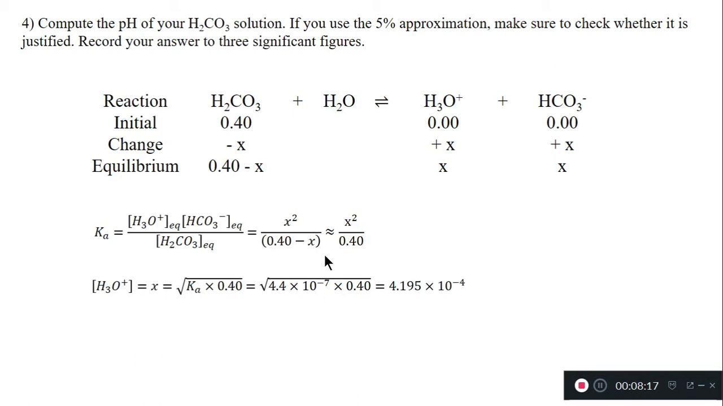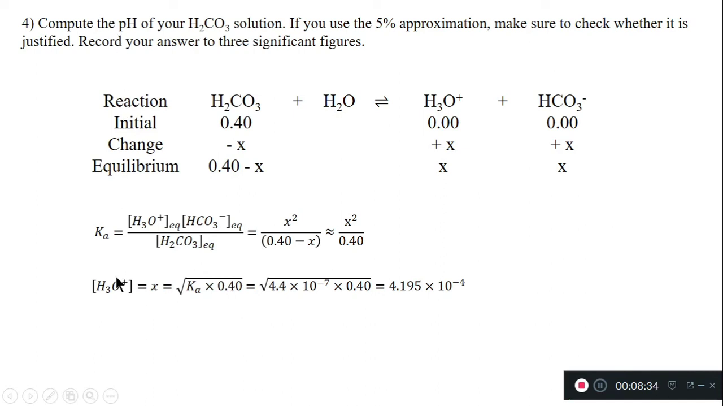All right, so notice that in this case I'm solving for X, and X is equal to the hydronium ion concentration. It's going to be the Ka, and multiply both sides by 0.40 to isolate X squared, and then I take the square root of it. And I end up with a value of 4.195 times 10 to the negative 4.